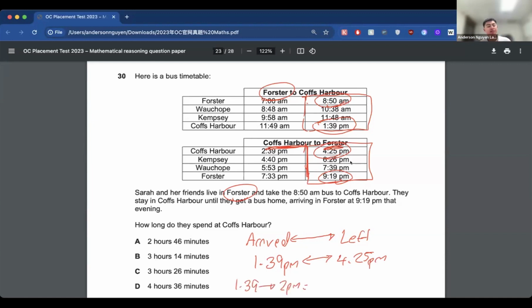So how many minutes do you need to get to 2 p.m.? That's 21, since if we add 21 to 39, that gets you to 60 minutes. And that's an extra hour you can add to the 1, which gets you 2 p.m. And then from 2 p.m. to 4:25, 2 to 4 is 2 hours. And there's an extra 25 minutes from 4 to 4:25. So now it's 21 minutes plus 2 hours and 25 minutes, which gets you 2 hours and 46 minutes.